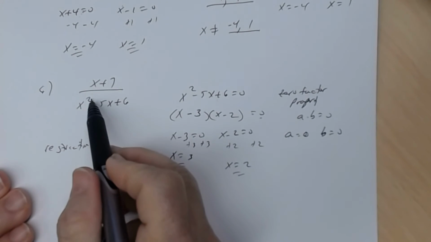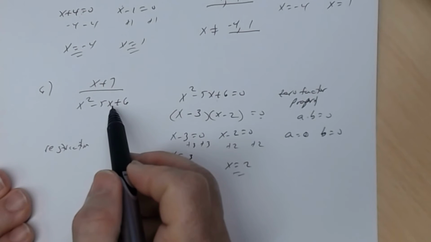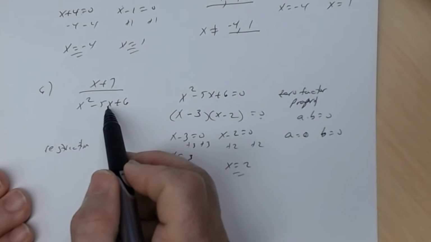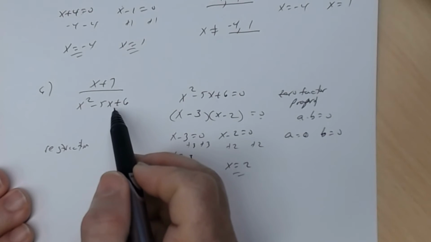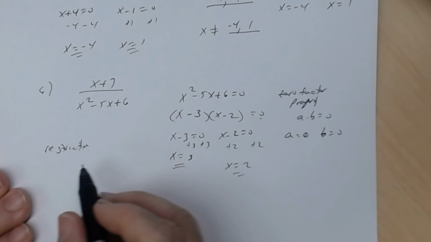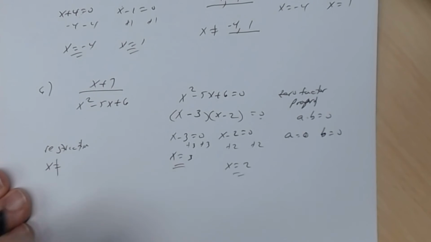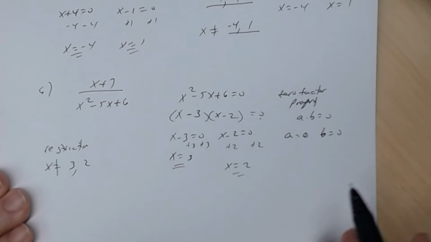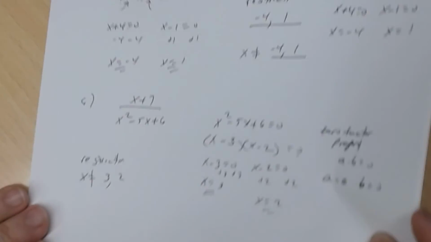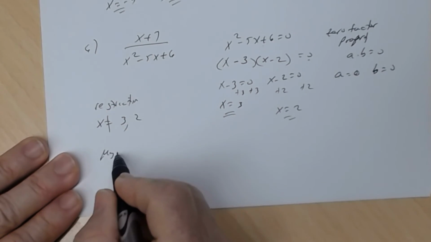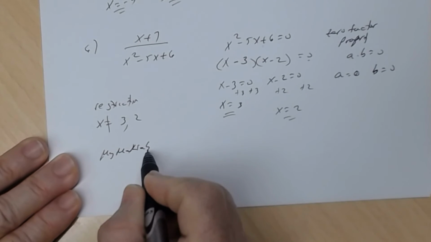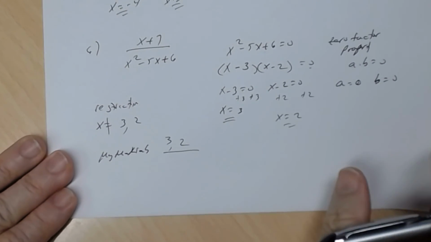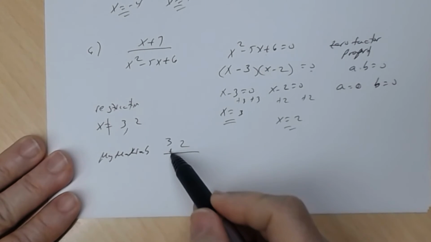You can check. 3 squared is 9. 5 times 3 is 15. 9 minus 15 is negative 6. Negative 6 plus 6 is 0. So your restrictions, you would say x cannot equal 3, 2. Those are your restrictions. On MyMathLab, you're just going to fill in the blank. So you would say 3, 2. And it'll tell you to separate the values by commas.